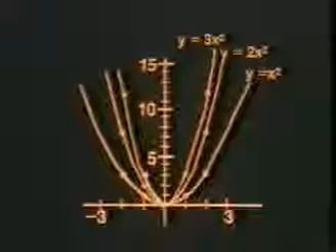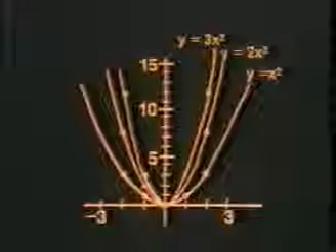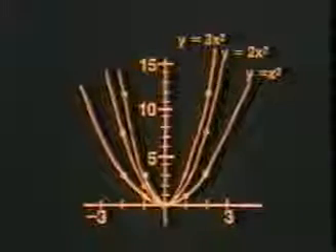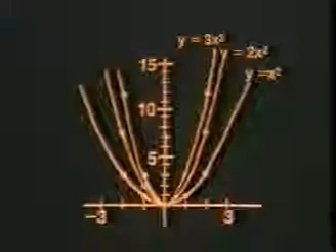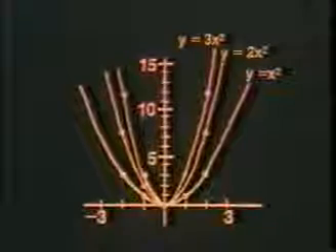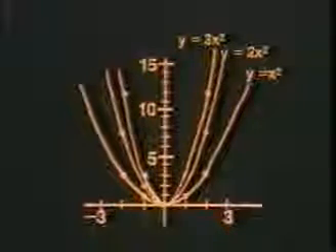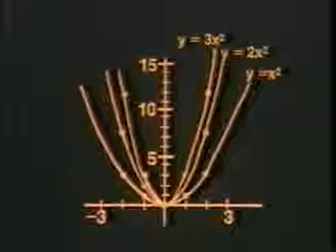Y equals 1x squared produces the lowest, broadest, and flattest curve. As we go to the higher coefficients, 2x squared and 3x squared, the parabolas grow steeper and narrower, hugging closer and closer to the vertical axis. So that's our answer. The higher the x squared coefficient, the narrower the curve.